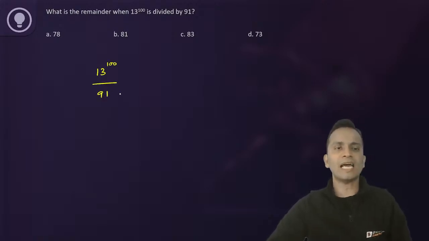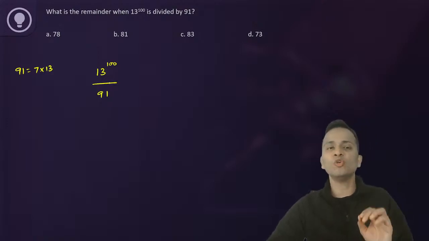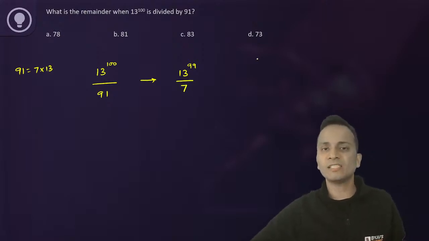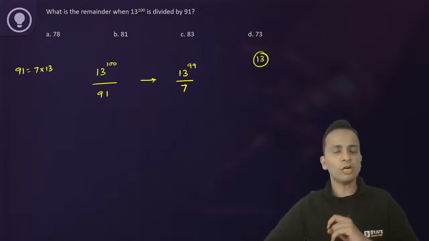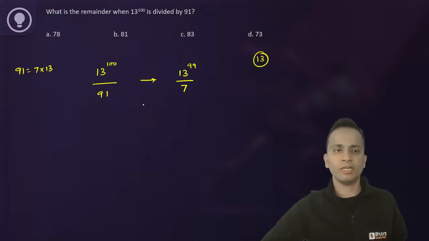Now I can see that 91 is 7 into 13. Okay, so I can cancel out 13 from numerator and denominator. So cancelling out 13, numerator will become 13 raised to the power 99 divided by 7. What I've done is I have cancelled 13 from numerator and denominator. So now my question is 13 raised to the power 99 when divided by 7, what will be the remainder?